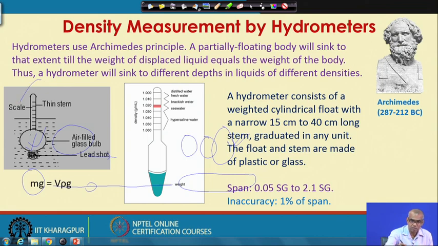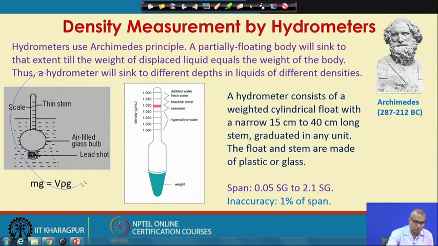This is a schematic of a hydrometer. So, it has some weights here which are lead shots as shown here, and this is an air filled glass bulb. You have a stem here and there is a graduated scale etched on the stem.